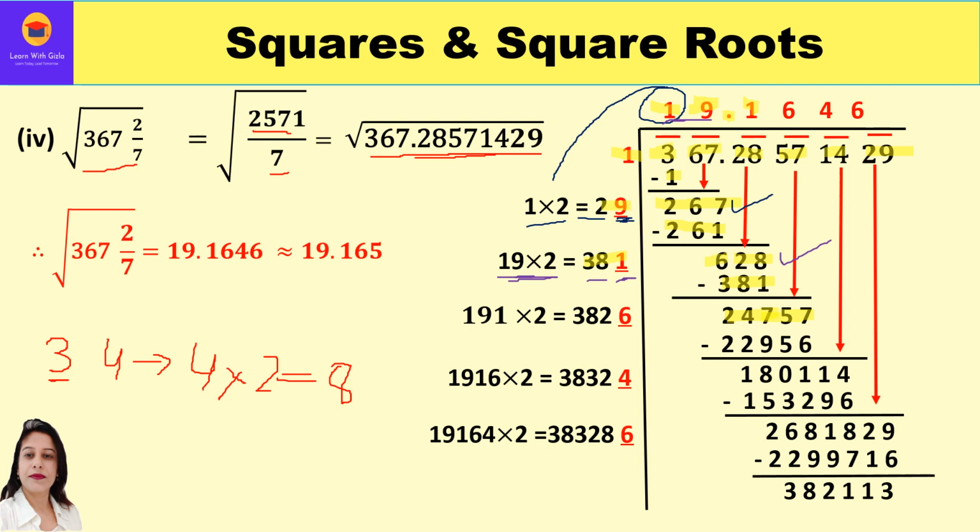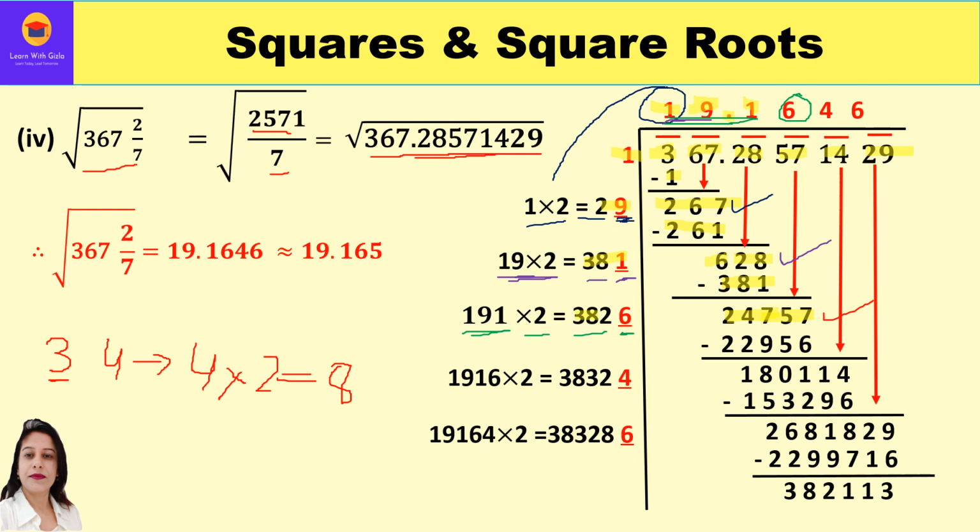Now the new dividend is 24757, and the divisor we require now. Now if you observe over here, our quotient is 191. So we shall take 191, we will double it. So 191 into 2 is 382. Keep a blank over here. Think of a number what should come in this blank. Multiply by the same number. We shall keep in the quotient same number, so that the product is equal to or less than 24757. So we can keep 6 over here.